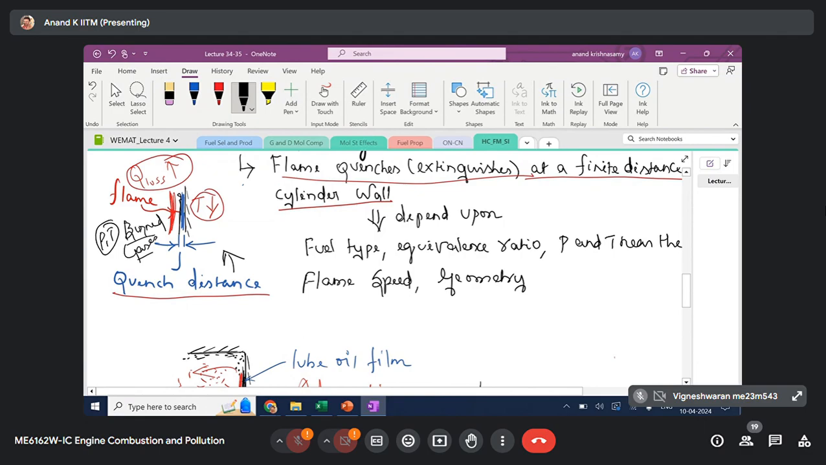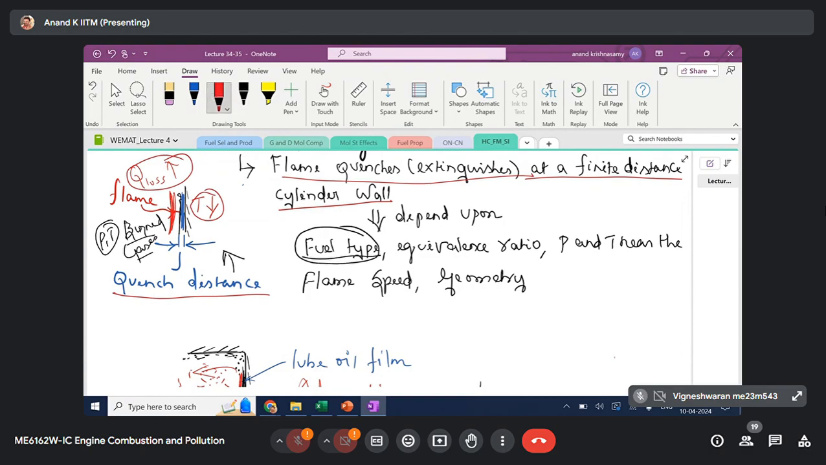So these are the variables. The type of fuel is going to affect the quench distance. For example, if you consider hydrogen, a hydrogen flame can go very near to the wall compared to a hydrocarbon flame. A hydrocarbon flame, in the sense of a gasoline or diesel flame, will have a finite quench distance. Hydrogen flame quench distance is considerably less compared to gasoline or diesel. So depending on the fuel type, the quench distance is going to be different.